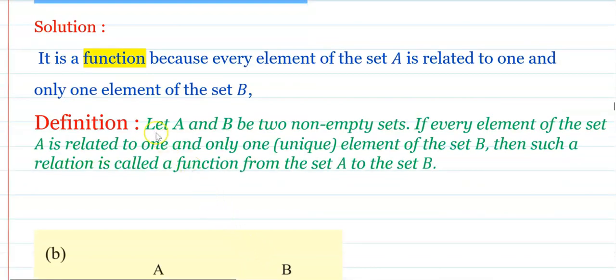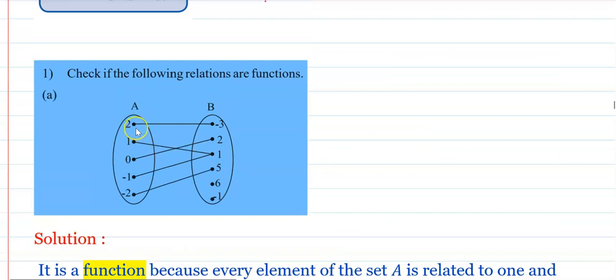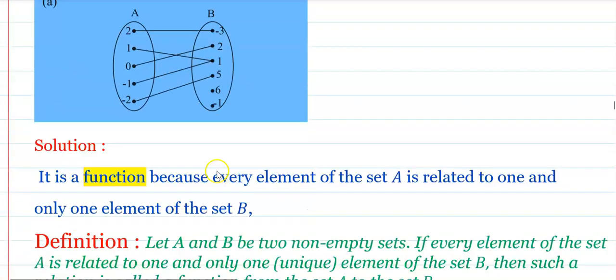And here is the definition of the function. Let A and B be two non-empty sets. If every element of the set A is related to one and only one, that is a unique, element of the set B, then such a relation is called a function from the set A to the set B. And here every element of the set A is related to the set B.